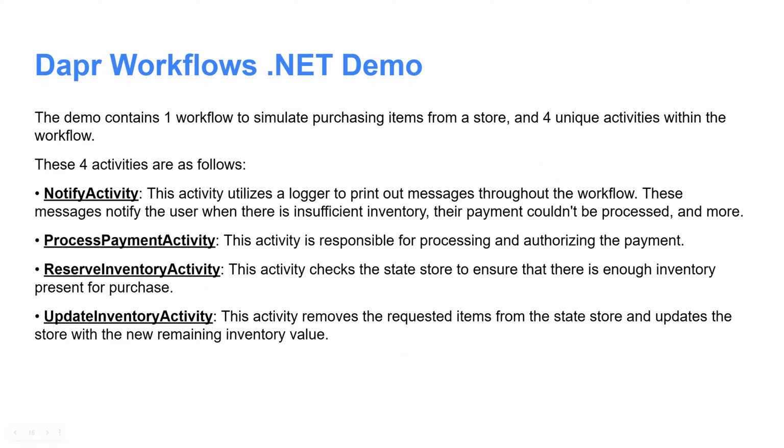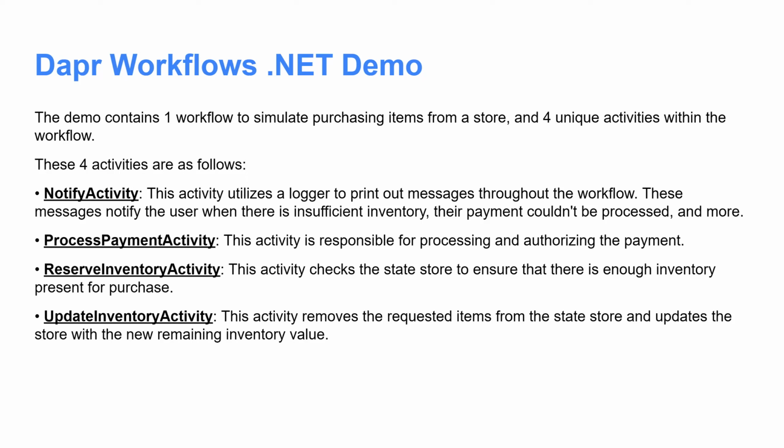In this demo, we're going to showcase one workflow that simulates an order processing system, and it's going to have 4 activities. The first is a notify activity that uses a logger to tell you the status of your workflow as it goes through the activities. The second is a payment processing activity, responsible for receiving and authorizing the payment. The third is a reserving inventory activity, which checks a state store and makes sure that there's enough of the item we're trying to purchase. And last but not least, an activity to update the state store to remove the item that you're trying to purchase.